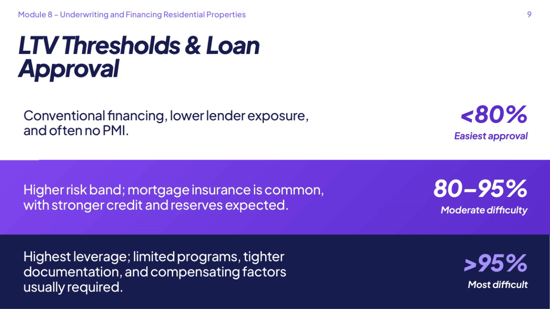When the LTV exceeds 95%, you're in the highest leverage category. This is the most challenging area for approval, as lenders limit the programs available, require tighter documentation, and usually want compensating factors like additional income or assets. Understanding these bands helps us navigate the underwriting landscape and manage the risk involved with each loan.